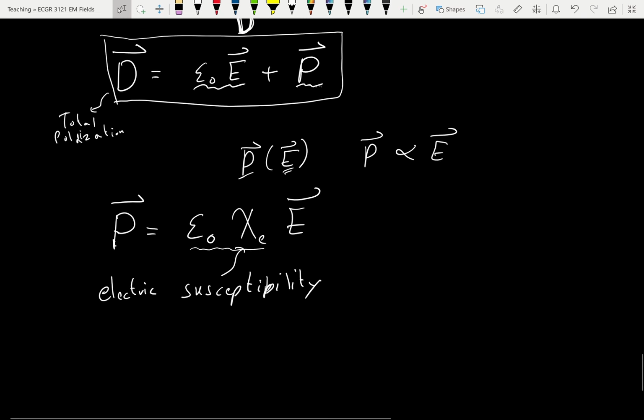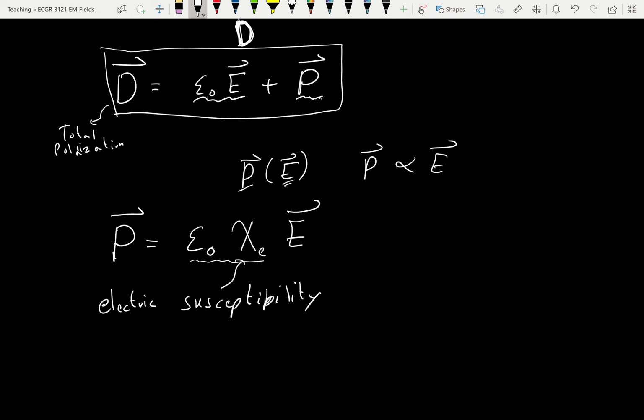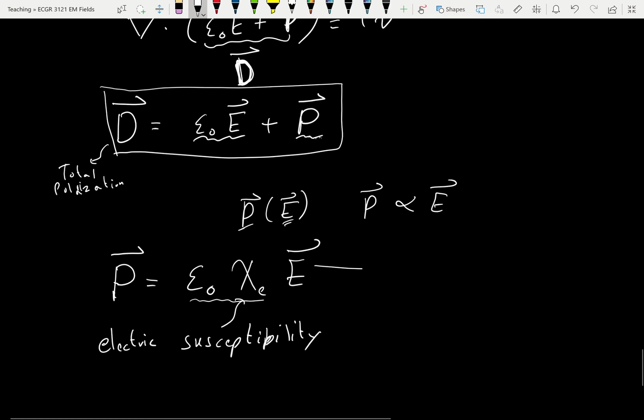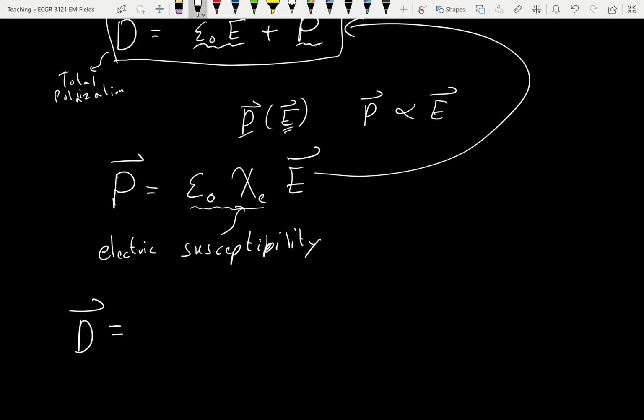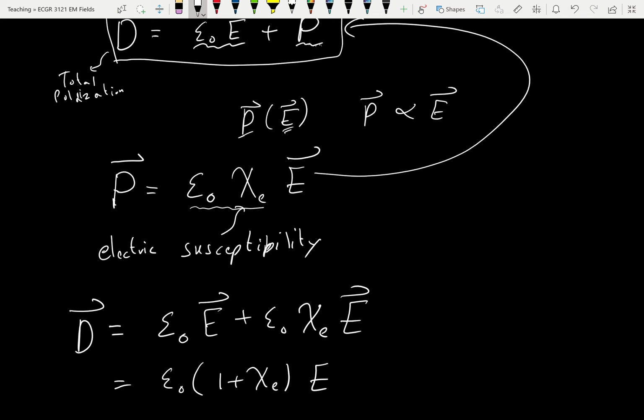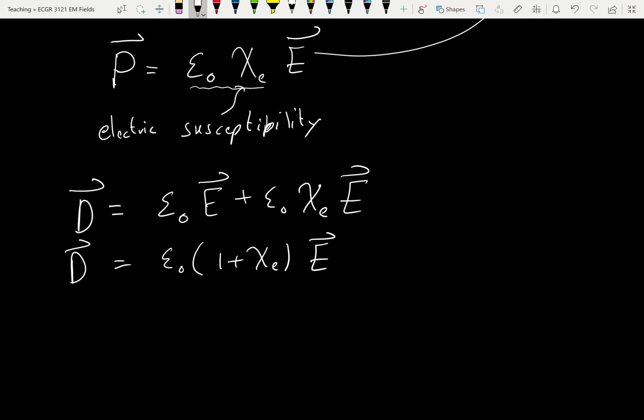Okay, so we can take this. So this is a simple enough formula for polarization. We can take it and plug it back in here, and we end up with this formula: D equals epsilon naught E plus epsilon naught susceptibility times E. We can now take E out, and take epsilon naught out. I end up with epsilon naught times 1 plus susceptibility, times E. And this is the most common way to quantify the properties of the dielectric materials. You can use the susceptibility, right?